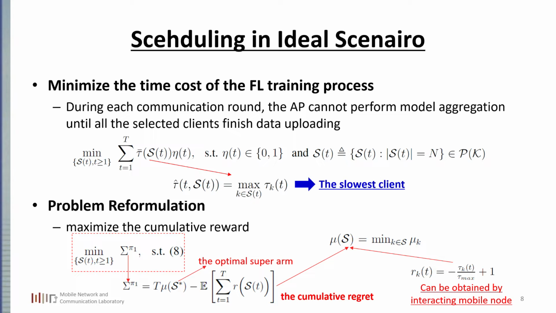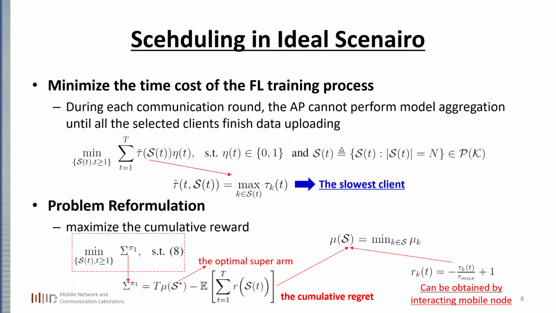And let's take a closer look at the ideal scenario first. In this paper, they try to minimize the time cost of the FL training process. Therefore, the formula appears as below. The tau_s^t is the time taken by the slowest client at the particular round. The eta value is binary, so eta equals 1 if tau_max is not reached, and eta equals 0 if it reached tau_max.